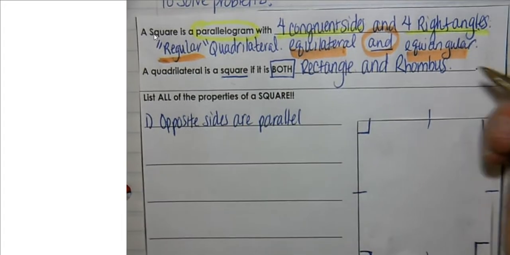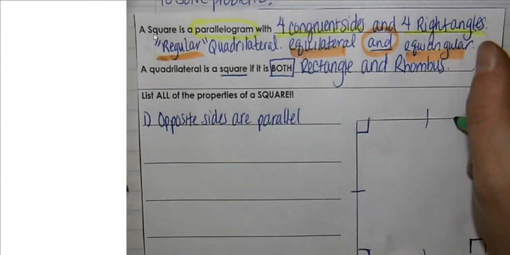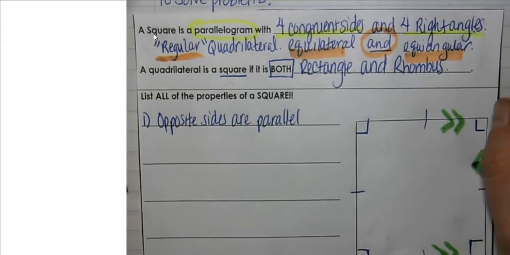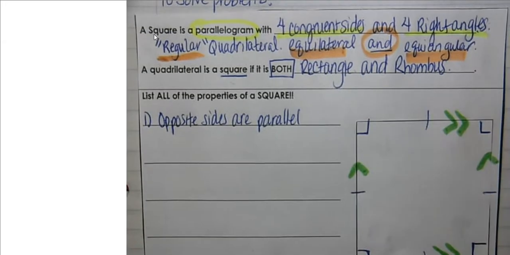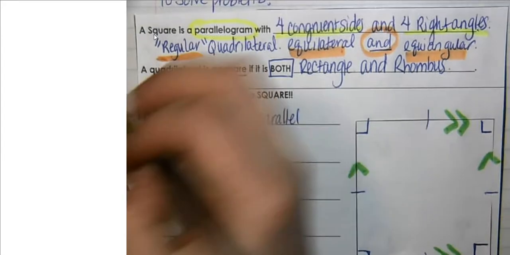So I'm going to mark up on my picture my symbol for parallel. So that's going to be 2 arrows, and an arrow and an arrow. So the arrows always match each other. So this is parallel.